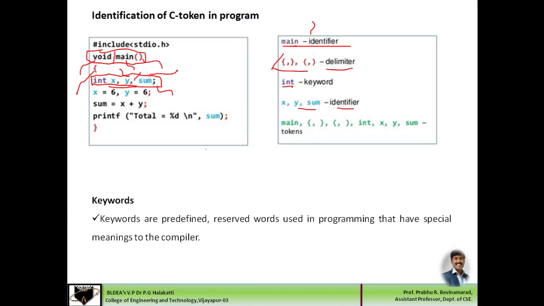Keywords are predefined, reserved words present in the C compiler. These keywords have a predefined meaning in the compiler, and they are part of the syntax and cannot be used as an identifier. So keywords should not be used as a variable name. They are used for some specific purpose.